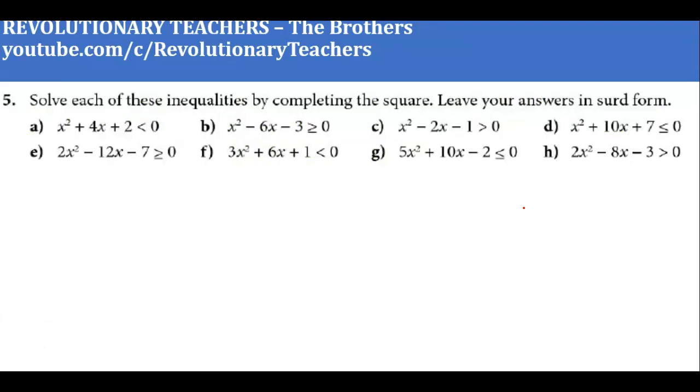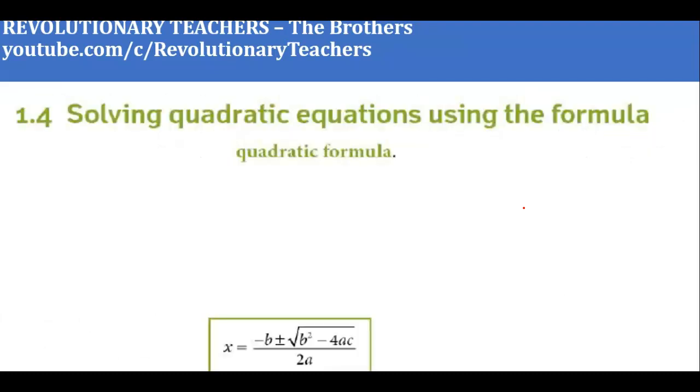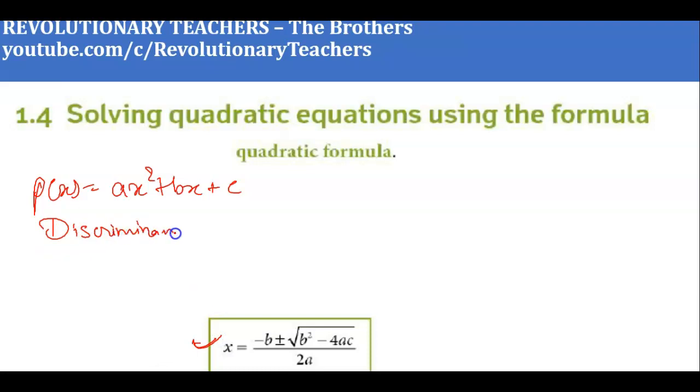Okay, children. Now I will teach you something about quadratic equations. You know that a quadratic polynomial is written in the form of ax² + bx + c. You have learned about the quadratic formula in grade 10, right? First of all, you will be finding the discriminant. The discriminant is obtained by taking b² − 4ac.